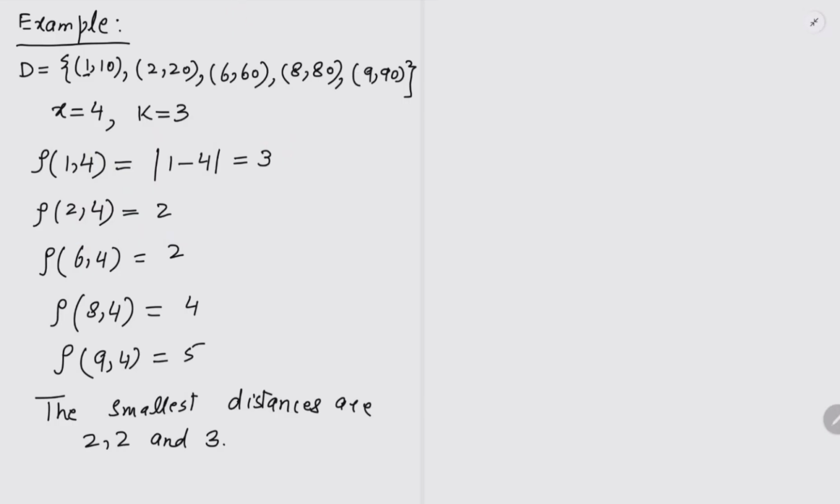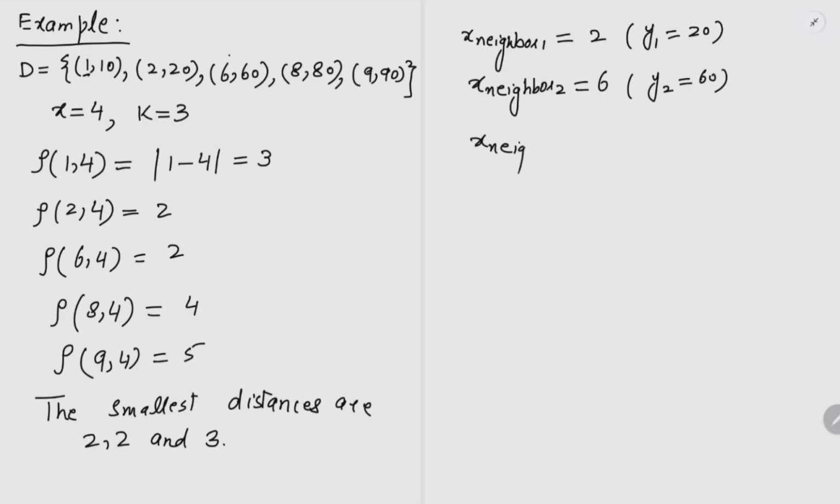So how many neighbors do we have? x neighbor 1 is equal to 2, and for that we have a prediction of 20. x neighbor 2 is 6, and the prediction is y2 equal to 60. x neighbor 3 is 1, and for that we have the prediction 10, which is given over here.